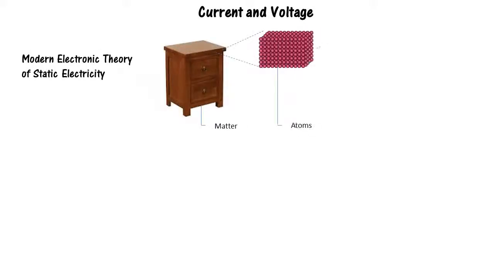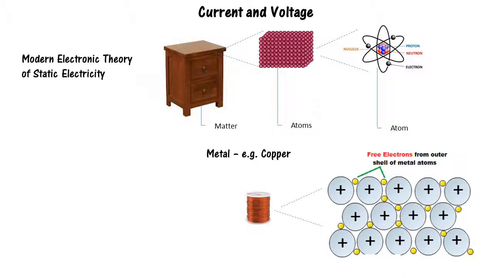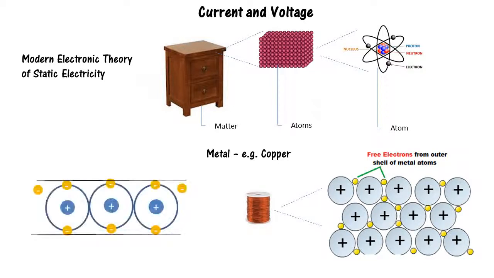As per the modern electronic theory of static electricity, matter is made up of atoms, and atoms are made up of protons, neutrons, and electrons. In metals, there are free electrons in the outer shell which are not tightly attached, and these can easily flow. This flow of electrons causes current.